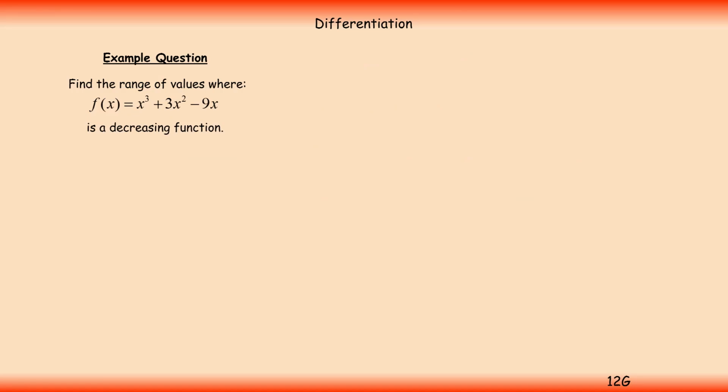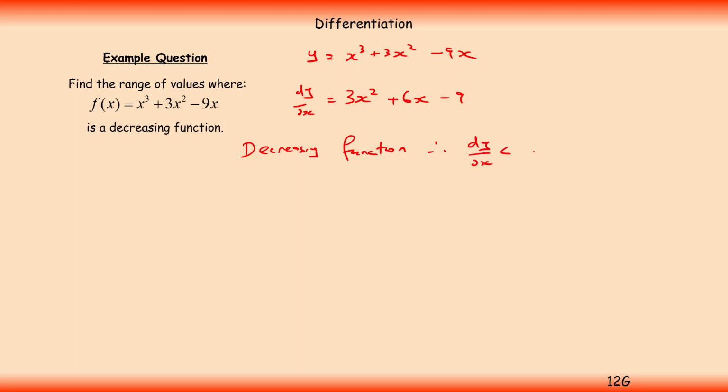Okay, in this example, we want to find a range of values where the function is a decreasing function. So our function, y, which is x cubed plus 3x squared minus 9x. Differentiate this function, dy by dx, we get term by term, 3x squared plus 6x minus 9. Decreasing function has a negative gradient. Therefore, dy by dx is going to be less than 0. So that means that we can say that 3x squared plus 6x minus 9 is less than 0.